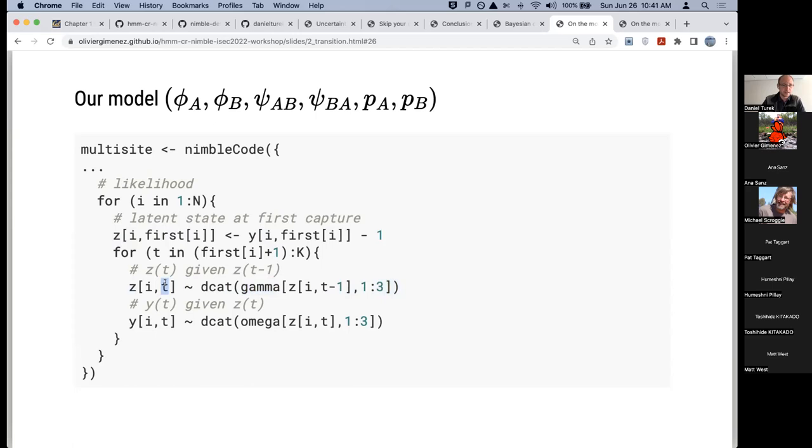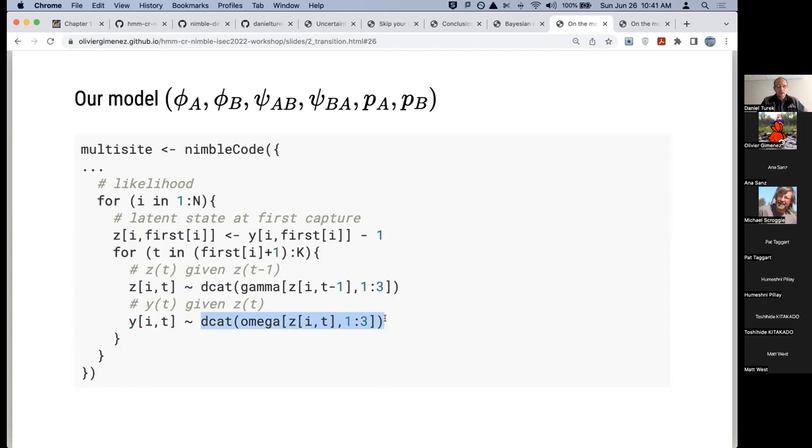And similarly here, another categorical distribution for the observation matrix using the exact same thing. For z, the current time period, z_t, this row of the omega matrix and all three columns of it, one through three, gives three probabilities. One row of omega are the probabilities given to this categorical distribution, saying that y, which is the data, whether it was not observed or observed in site A or in site B, follows a categorical distribution given those probabilities. So this is the likelihood.